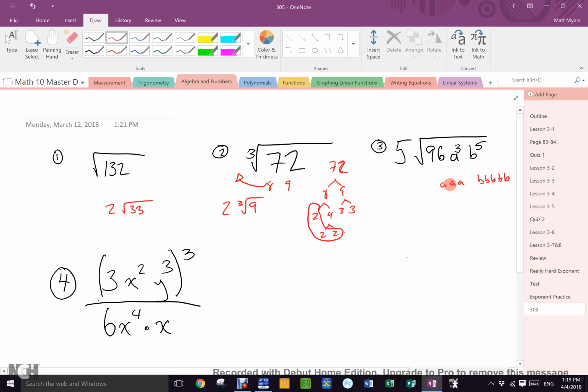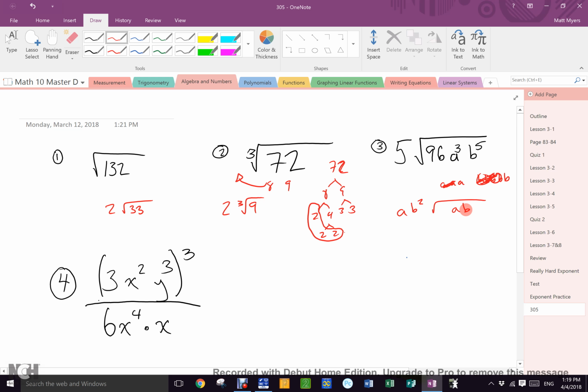How many groups of 2 can I get out of there for A? 1. So there's an A coming out, and I left an A under there. How many B's? 2. 1, 2. So there's a B squared coming out, and I left a B under there. So right now I've got this: A, B. What else must I take care of under that radical sign?